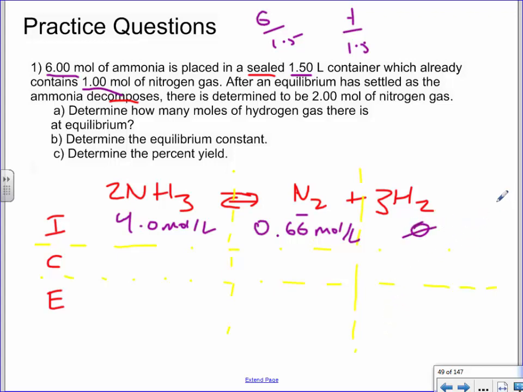Now this is a bit of a twist. I didn't give you one that looked quite like this yesterday in my notes, because I can't predict exactly what they're going to do in terms of questions. But does that make sense so far? So you actually have some product to begin with.